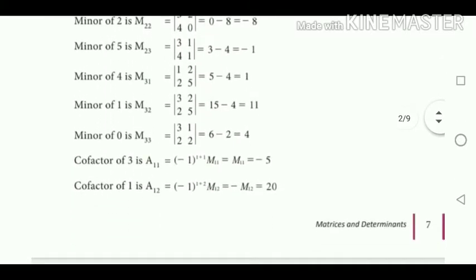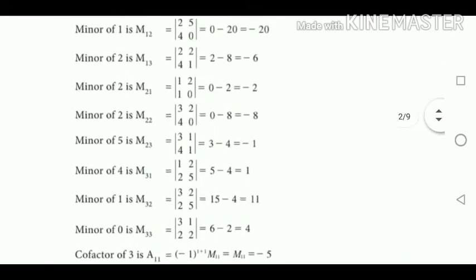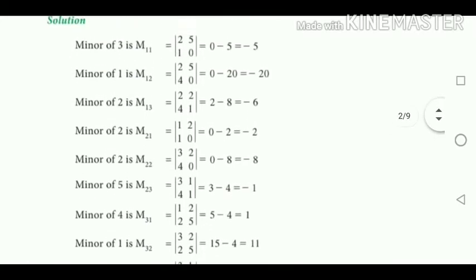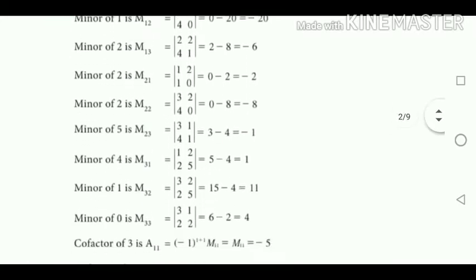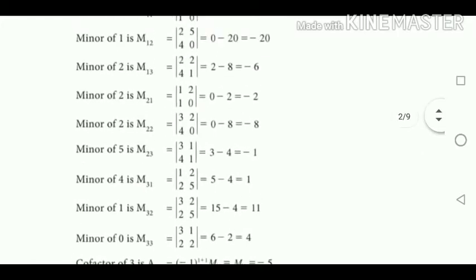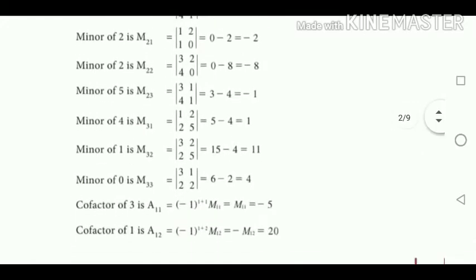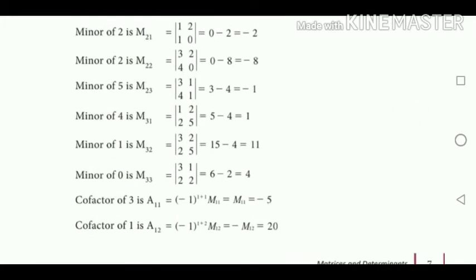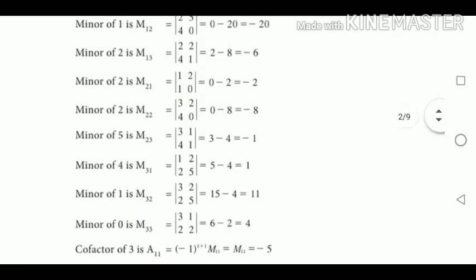Likewise, you have to find it for each and every element. The number does not change. For example, M11 is minus 5, so A11 is also minus 5. M12 is minus 20, so A22 is also 20, but there is a change in the sign. It is very easy to change the sign.